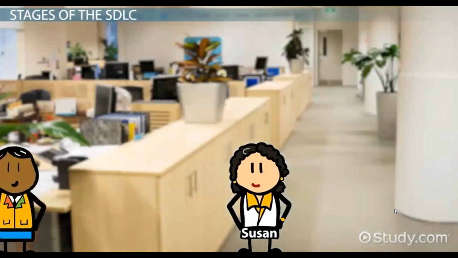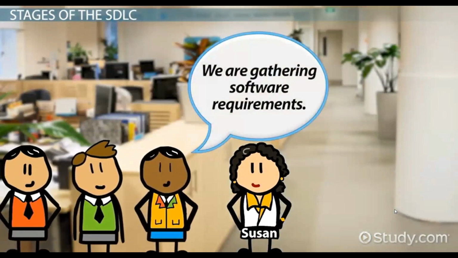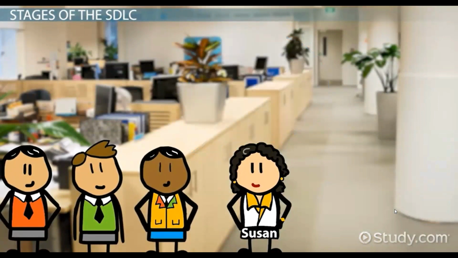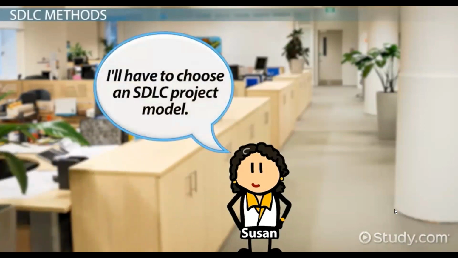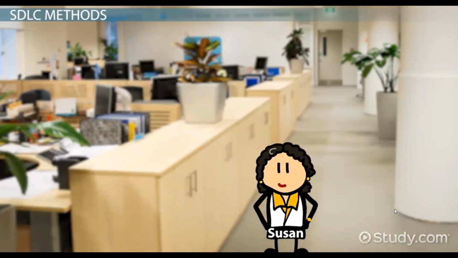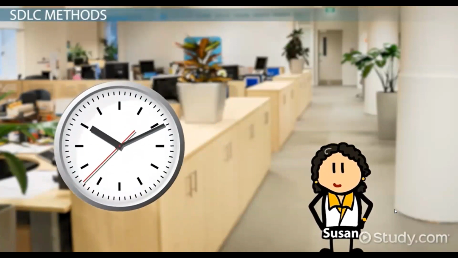team. Susan begins her project with planning and gathering the requirements. While her team is gathering customer requirements for the software, Susan decides to research various methods of the SDLC. There are several SDLC process models a project manager can follow to get through each phase in the SDLC. The process models are different ways to move through each phase, and they depend on the customer's requirements and the length of time the project team has to complete the project.